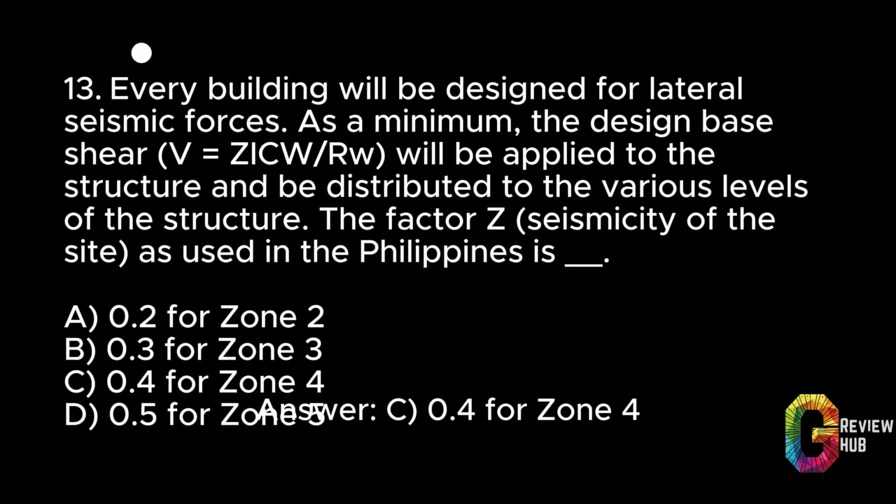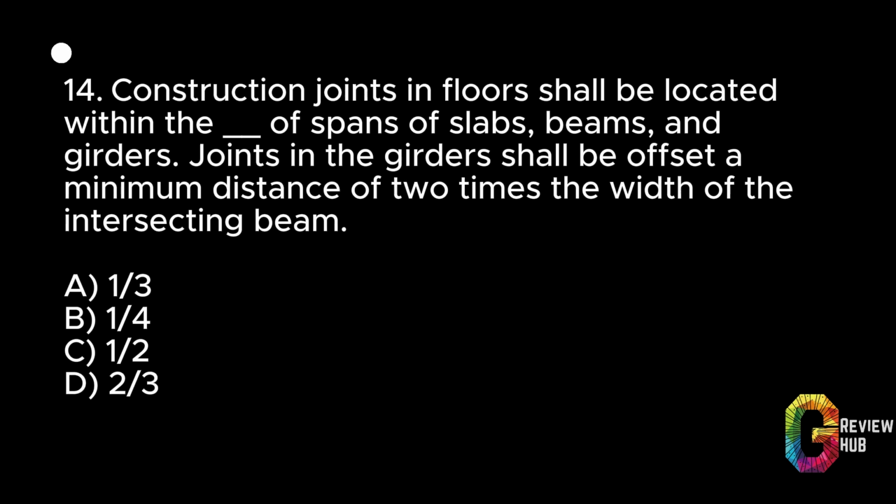14. Construction joints in floors shall be located within the blank of spans of slabs, beams, and girders. Joints in the girders shall be offset a minimum distance of 2 times the width of the intersecting beam. A. 1/3. B. 1/4. C. 1/2. D. 2/3. Answer: A. 1/3.